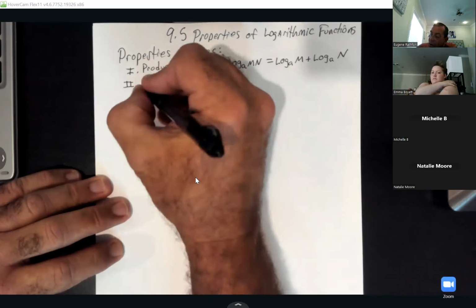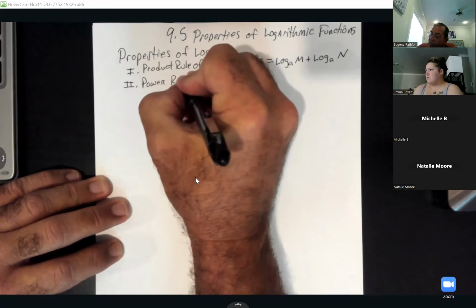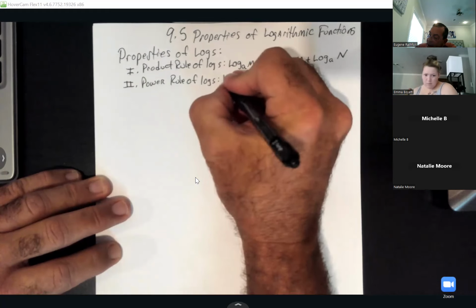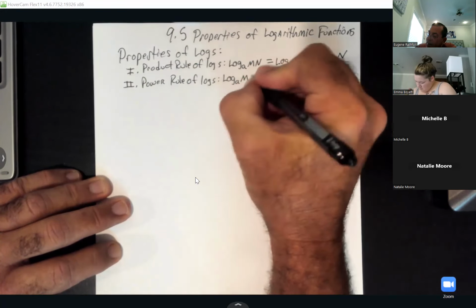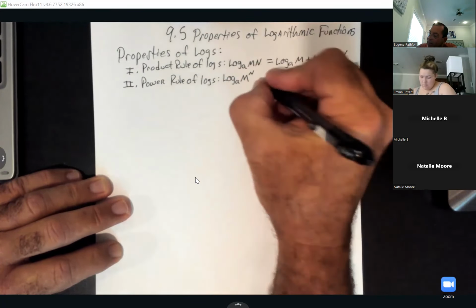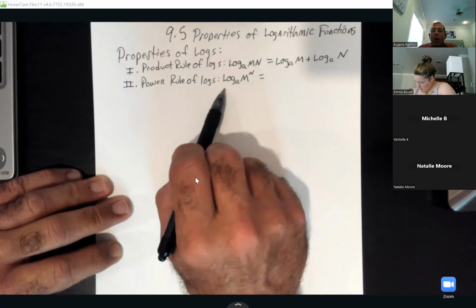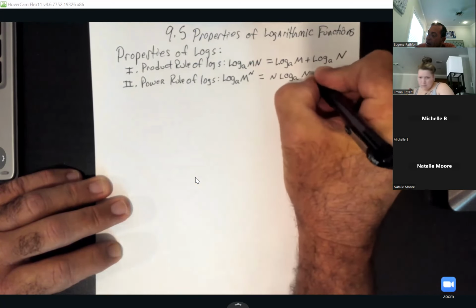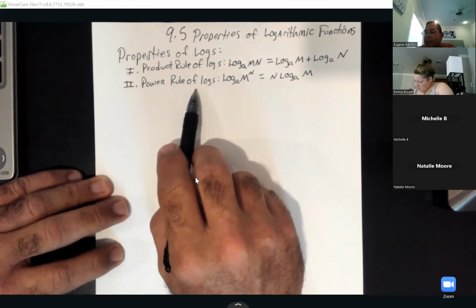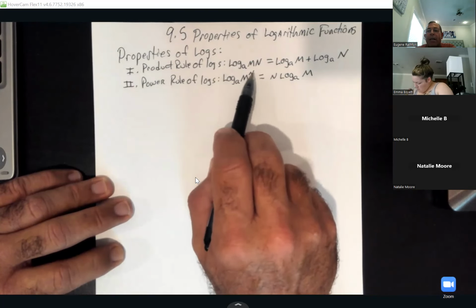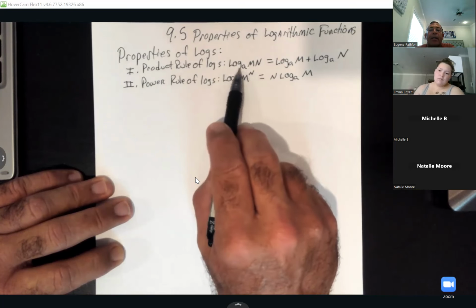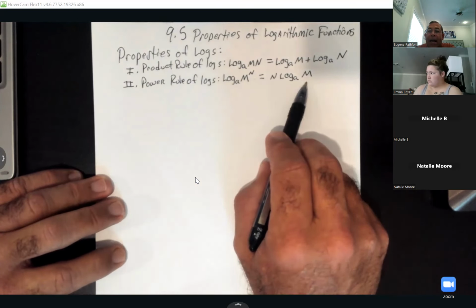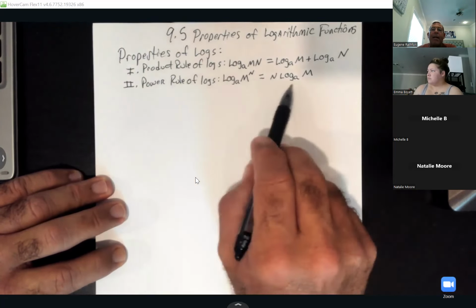Second one is the power rule of logs. So y'all, the power rule says if I got a log base A of M raised to the N exponent, I can rewrite this as a product of the N times the log A of M. So basically, when you're dealing with logs, we're not allowed to leave exponents in a log. So basically, all I do is bring the exponent down to the front and rewrite it as a product. So if they say anything like rewrite as a product, that's what they're wanting us to do. Bring that exponent down to the front.